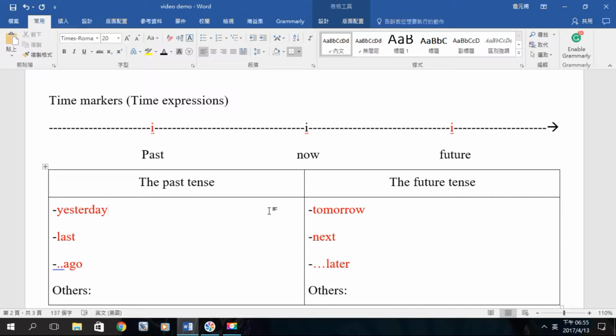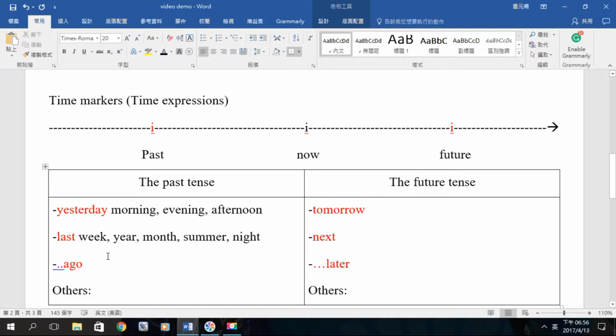Yesterday is usually followed by time markers such as these. We say yesterday morning, yesterday evening, yesterday afternoon, etc. Now, these time markers are time periods within one day: morning, evening, afternoon. Last is followed by a lot of different kinds of time markers, such as last week, last year, last month, or last summer. It's important that we mention that night is a very special one. We use night with last, so it's last night instead of yesterday night.